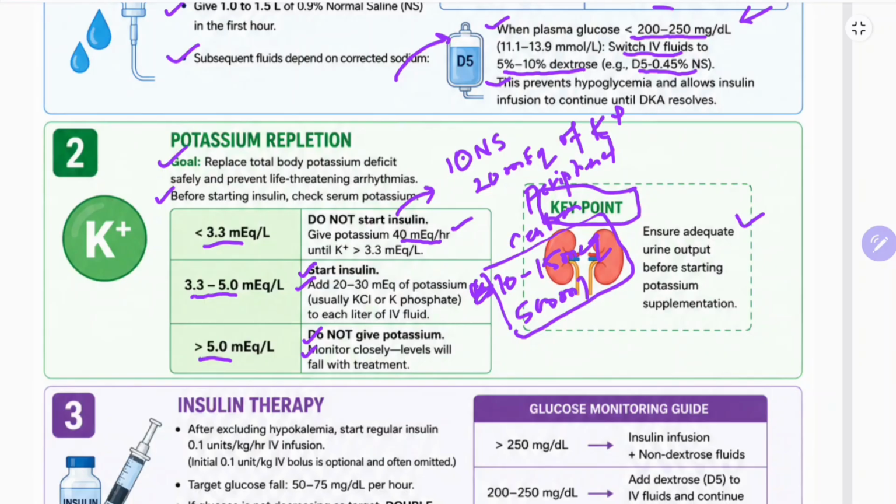So just to summarize: less than 3.3, give IV potassium 40 milliequivalents every hour, and don't start insulin until the potassium is more than 3.3. If the potassium is 3.3 to 5, then start insulin along with 10 to 15 milliequivalents every half liter of IV fluids. If the potassium is more than 5, don't add potassium, give insulin directly, and the raised potassium will resolve with IV fluids and insulin itself. And ensure that urine output is good when you are adding potassium.